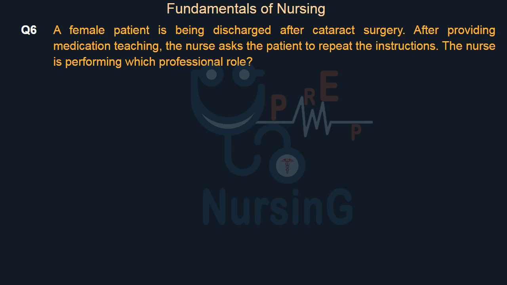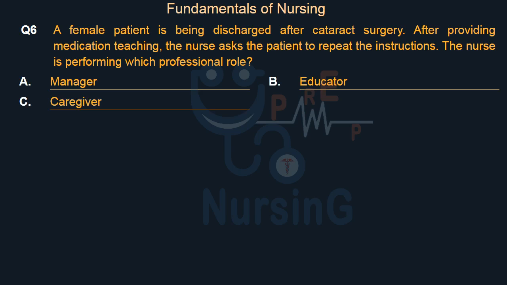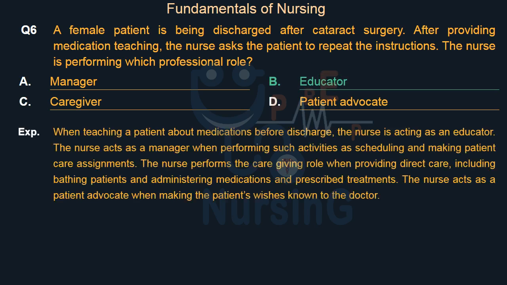A female patient is being discharged after cataract surgery. After providing medication teaching, the nurse asks the patient to repeat the instructions. The nurse is performing which professional role? Option A, manager. Option B, educator. Option C, caregiver. Option D, patient advocate. Right answer is Option B, educator.